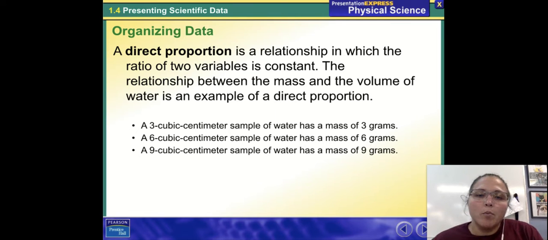A direct proportion in a line graph is a relationship in which the ratio of two variables is constant. The relationship between mass and volume of water in that last graph we looked at is an example of a direct proportion. A 3 cubic centimeter sample of water has a mass of 3 grams. A 6 cubic centimeter sample has a mass of 6 grams, and so on. We can look at direct proportions and use them to predict beyond what the line graph shows.